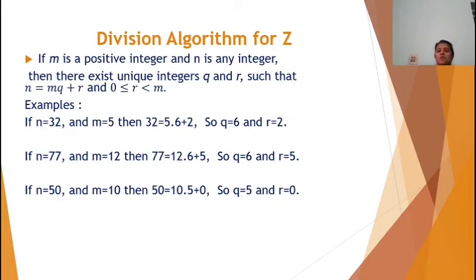So q equal to 6 and r equal to 5. Now n equal to 50 and m equal to 10. 50 is 10 into 5, so it can be written as 10 into 5 plus 0. So q is equal to 5 and r equal to 0.